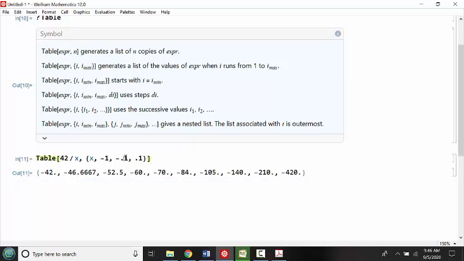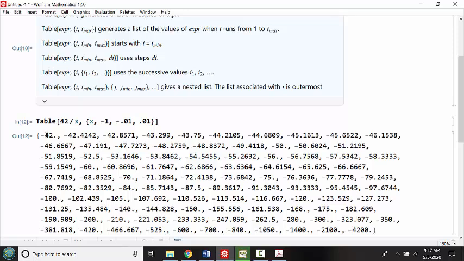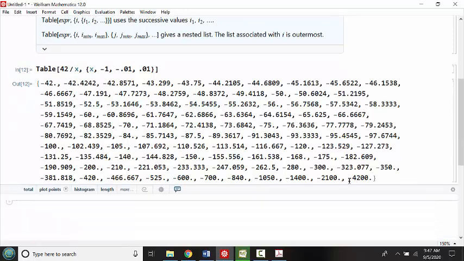Let's get even closer. Let's go to -0.01. That's even closer to 0. And let's take steps of size 1/100th instead of 1/10th and see what happens to our table. Well, it gets much longer, but it starts as it did before at -42. But now we've gotten much closer to 0, and our number, instead of -420 as it was before, is -4,200.